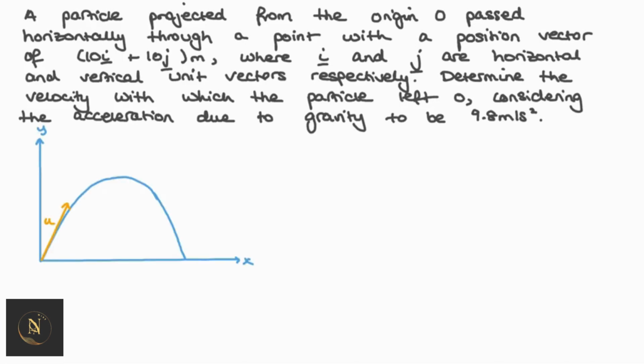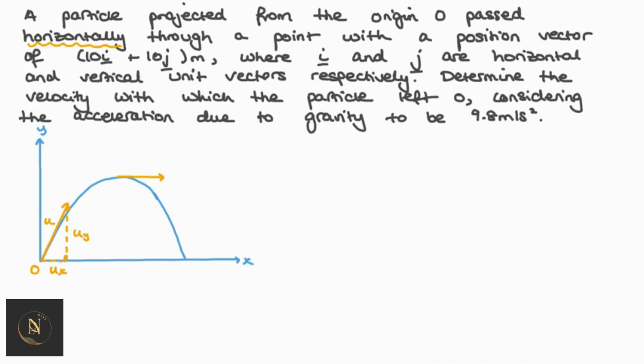We know that the particle is projected from the origin O. We don't know its initial velocity, so let's call that u. We can split that initial velocity into its horizontal and vertical components. Let's call the horizontal component for the initial velocity u sub x, and the vertical component u sub y.